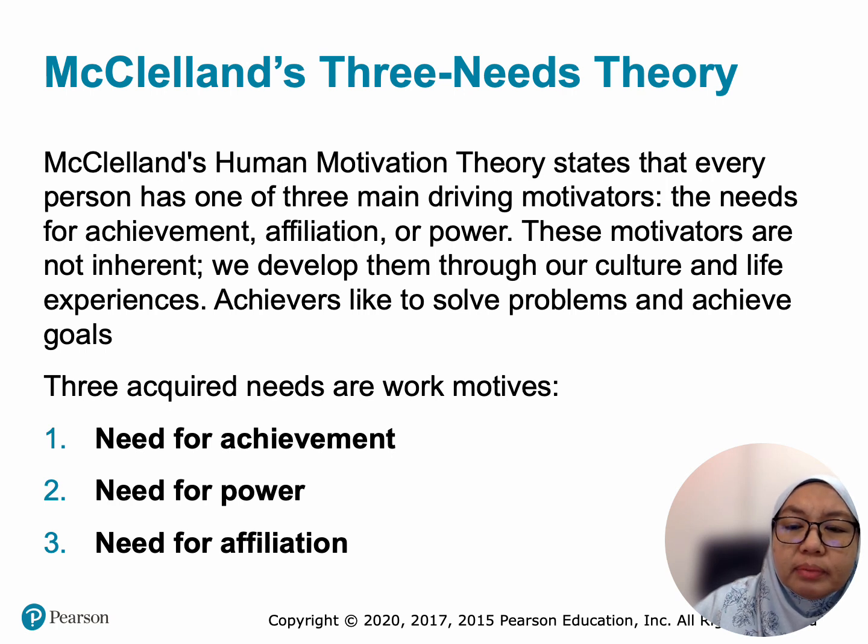McClelland showed that employees can be trained to stimulate their achievement need by being in situations where they have personal responsibility, feedback, and moderate risk. Okay, the other two needs in this theory haven't been researched as extensively, but we do know that the best managers tend to be high in the need for power and low in the need for affiliation.